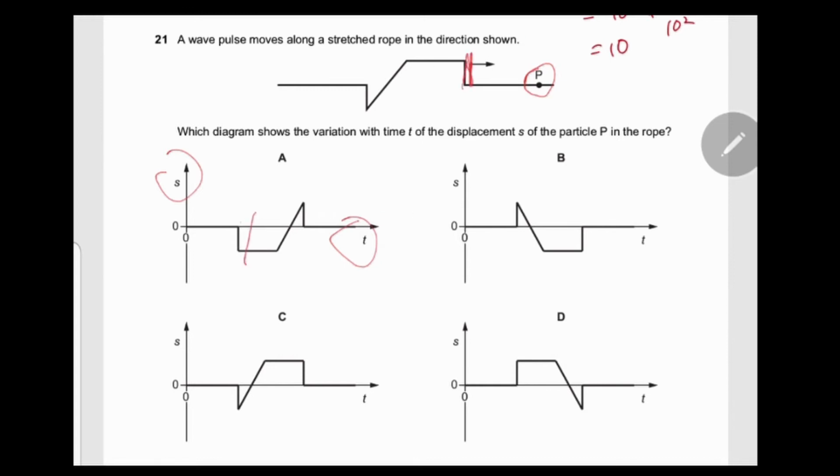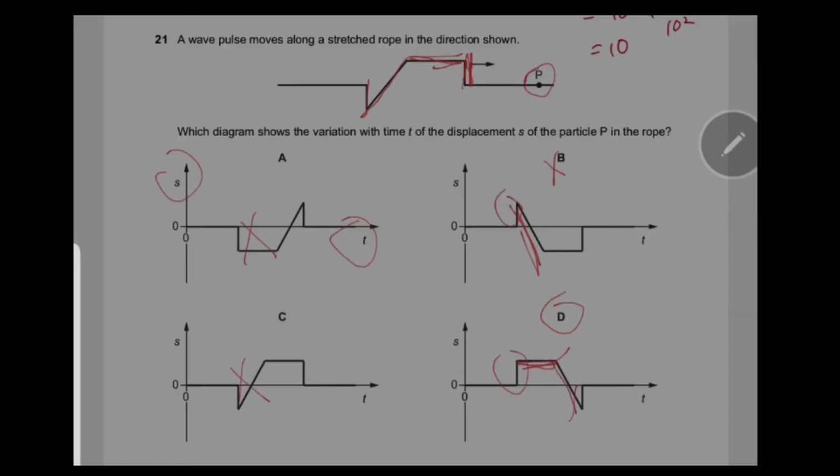So this one is going down, so that's wrong. Going down is wrong, so you're left with these two going up. After that, he will see a horizontal line, a straight one. So this is wrong because this one drops, whereas this is a horizontal line. After that, he will see it dropping to negative and then going back to 0. So that's why the answer is D, because we are talking about what the observer at P is observing.